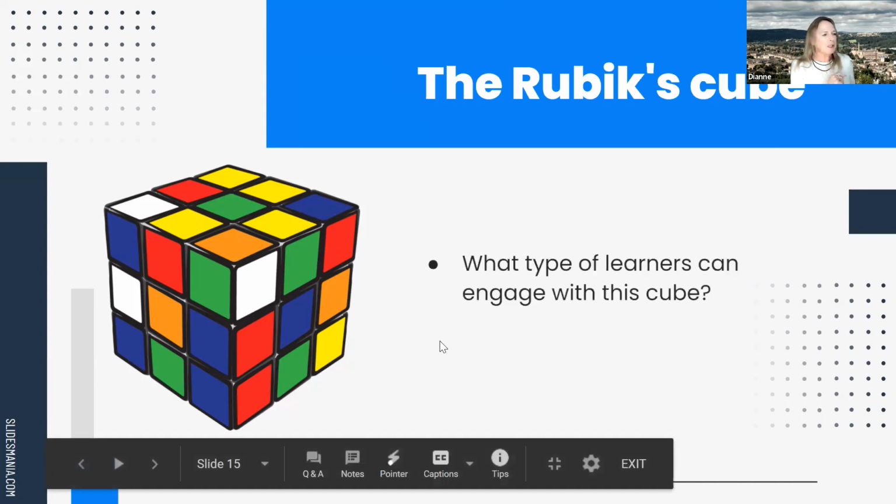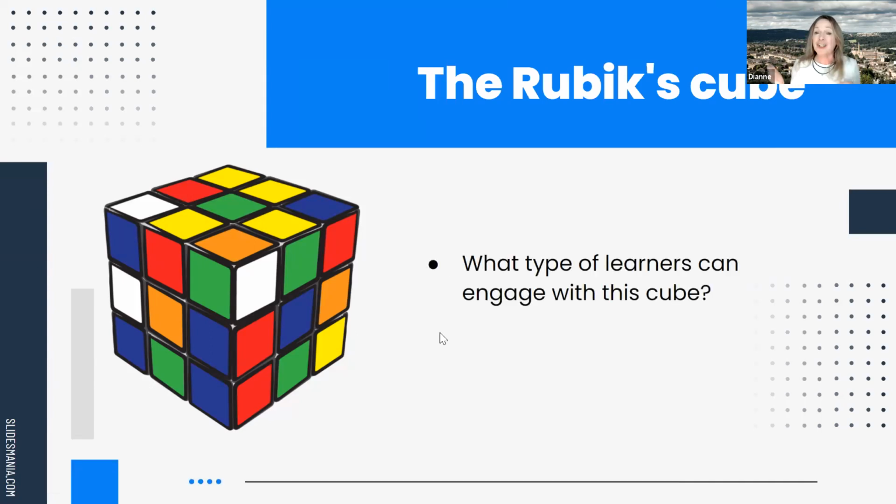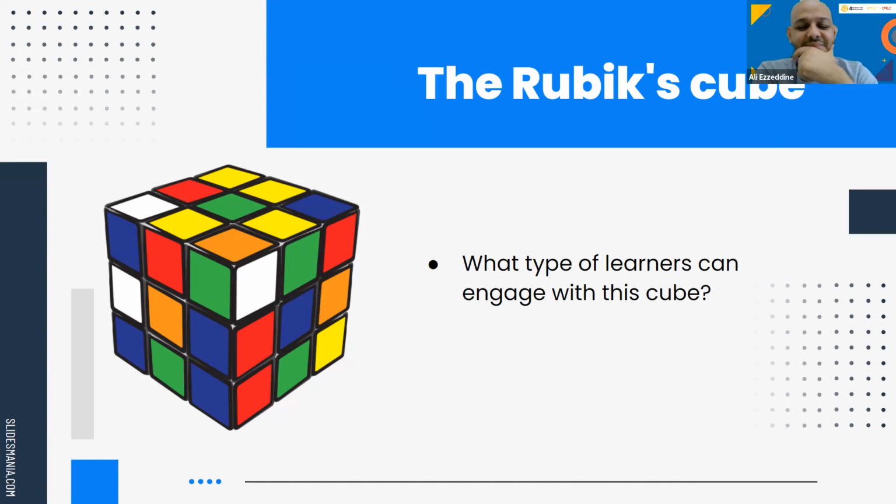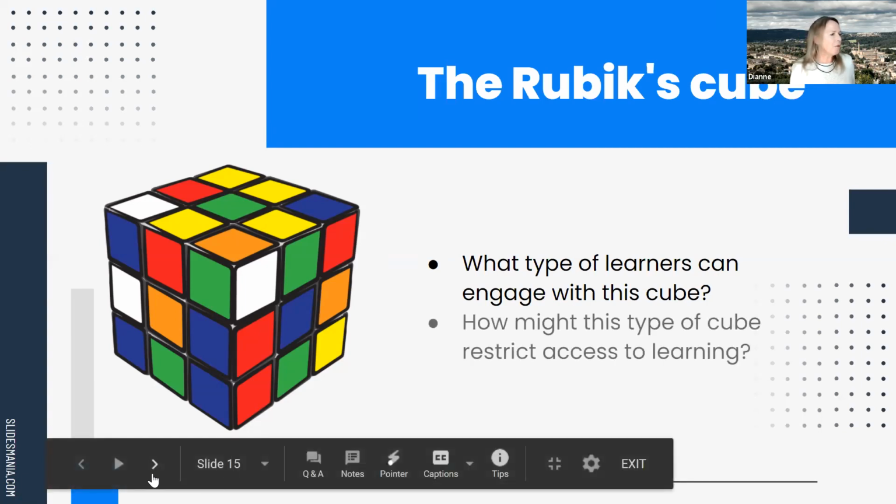But what I want you to think of is what type of learners could engage with that. When we think about our learners, what type of learners could engage with that? How do we know how to solve this Rubik's Cube? What faces does it have? What are we looking for on here? We're looking to match color, aren't we? So immediately we're speaking to those learners who might engage with color. Okay, so moving forward.